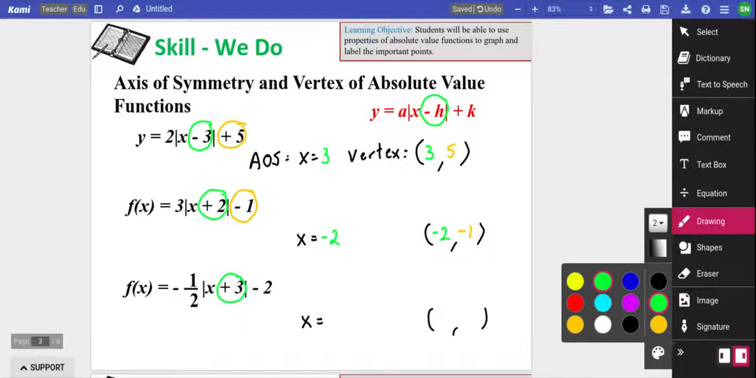The axis of symmetry is that the opposite of 3 is negative 3, which we also put here, followed by k, which is negative 2.